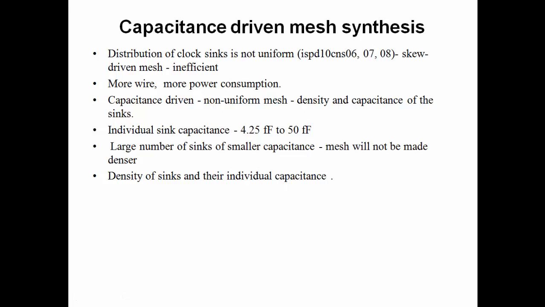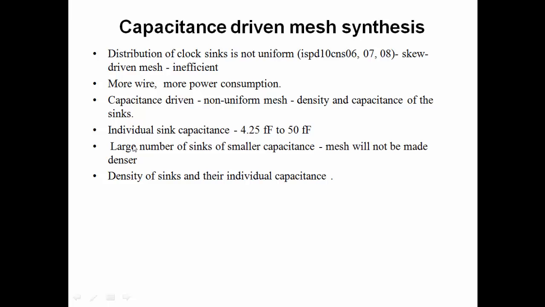So for these ISPD benchmarks 6, 7 and 8, if we use the skew driven mesh, forming a uniform or a non-uniform mesh would be inefficient because you end up using more wire. So I have proposed a capacitance driven mesh formation methodology, which is basically forming a non-uniform mesh according to the density and the capacitance of the sinks. As I already said, the individual capacitances are not all the same. In this benchmark, it was varying from as low as 4.25 femtofarad to 50 femtofarad.